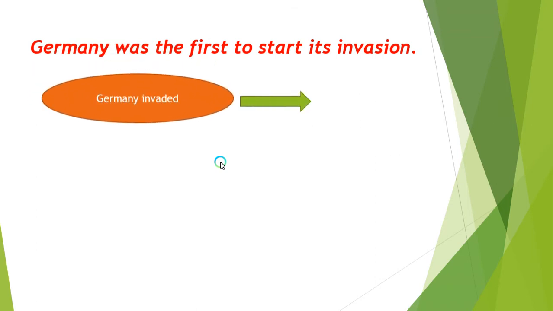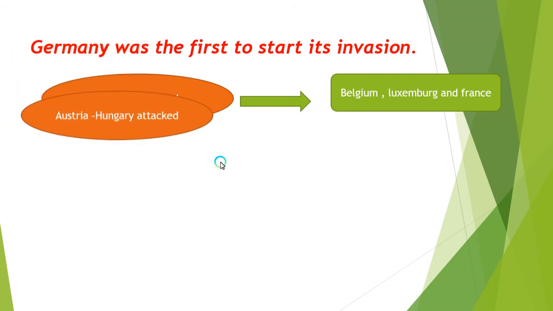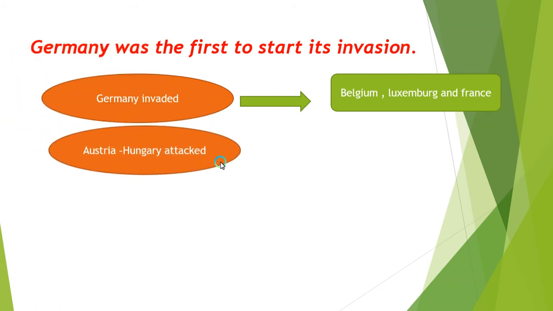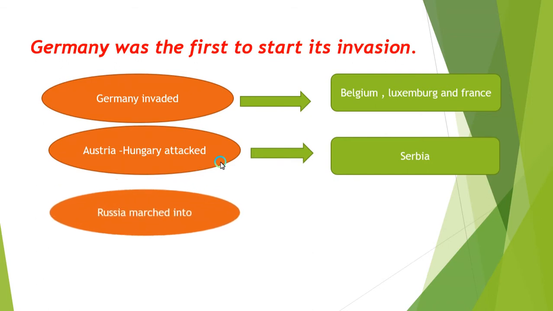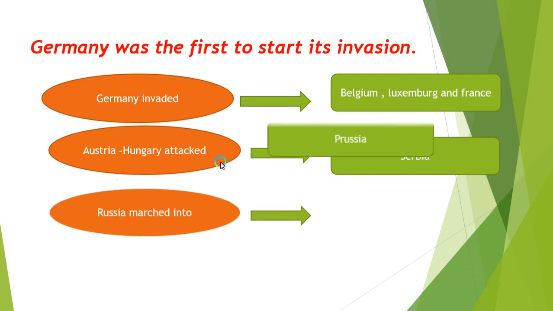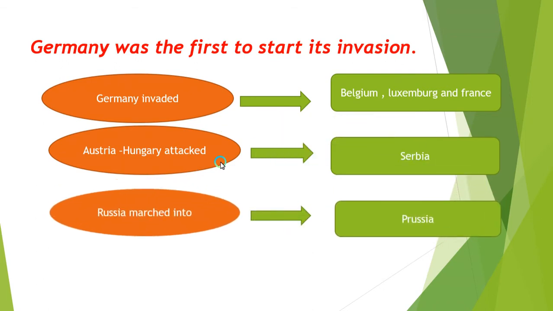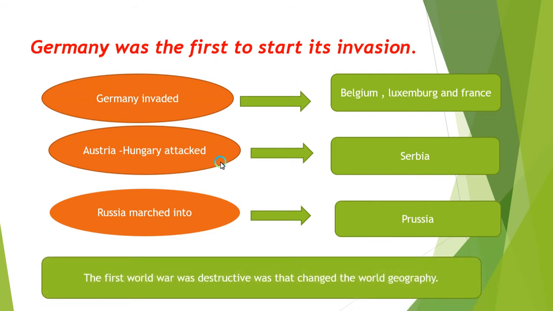Germany invaded Belgium, Luxembourg, and France. And then after that, Austria-Hungary attacked Serbia, the Serbian country at that time. Russia marched into another place called Borussia, the Borussia territory and their land.